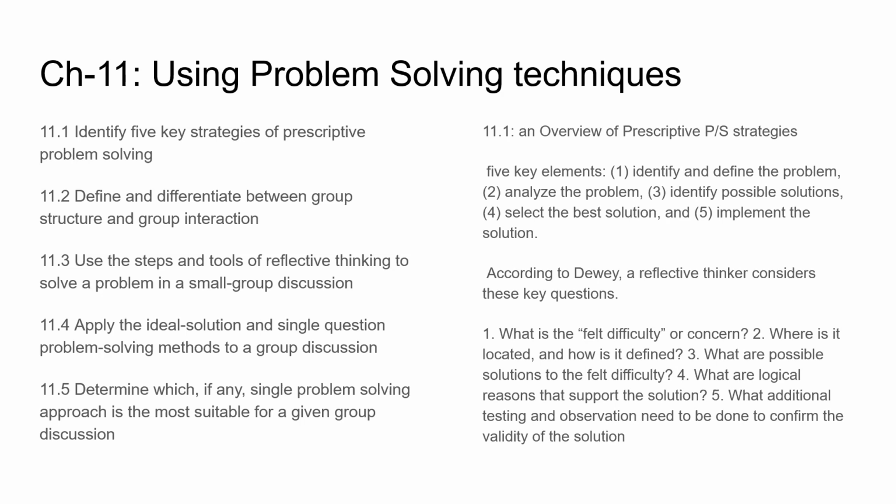So okay, 11.1, let's dive into the prescriptive problem solving strategy. Again, P/S means problem solving. So again, there are 5 key elements. We always have to identify and define the problem. What is causing this problem in Jackson, Mississippi, where there's no clean drinking water, right?